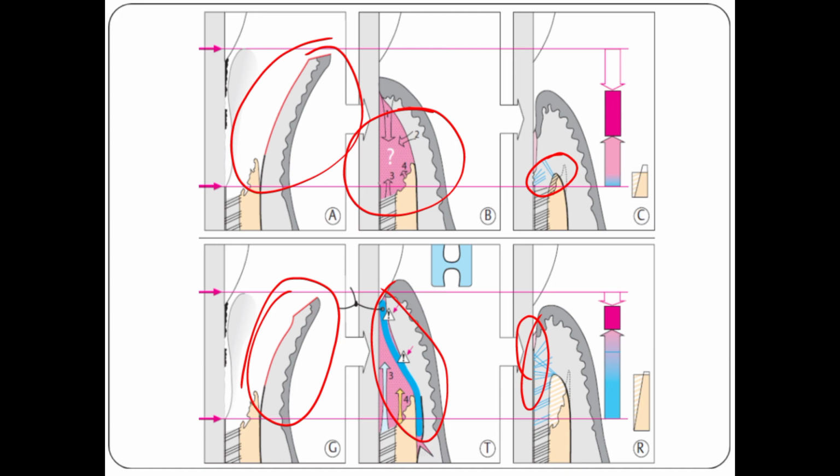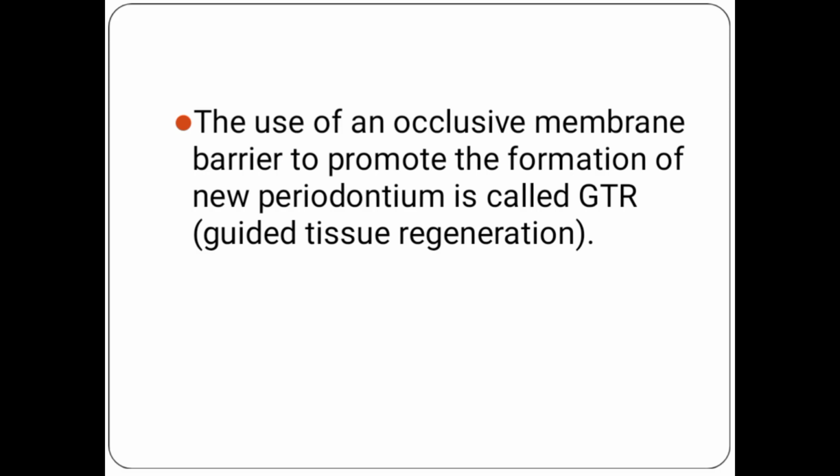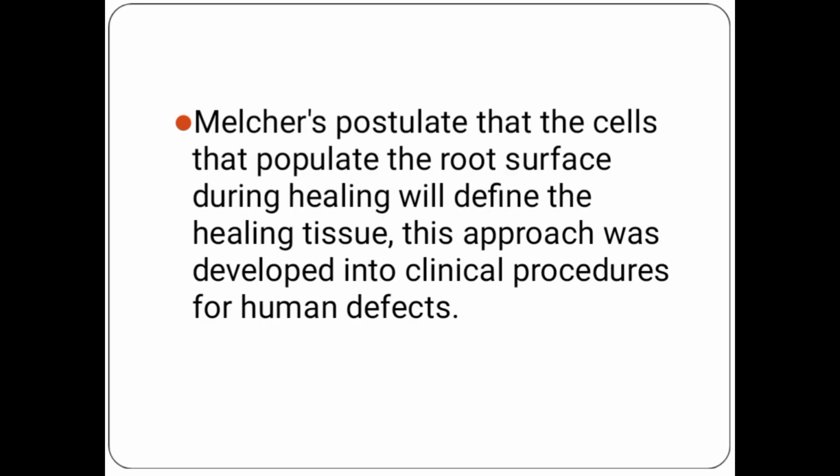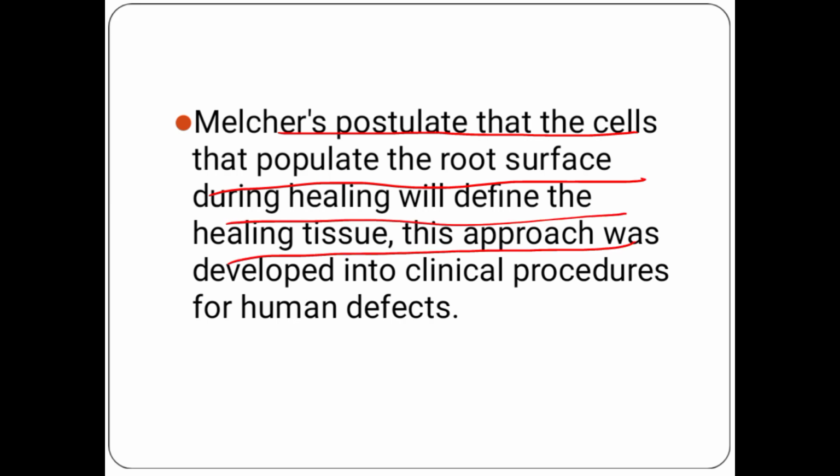The definition of GTR is the use of an occlusive membrane barrier to promote the formation of new periodontium. Melcher's postulate was that the cells that populate the root surface during healing will define the healing tissue, and this approach was developed into clinical procedures for human defects. It means the cells that accumulate on the root surface define the healing tissue.